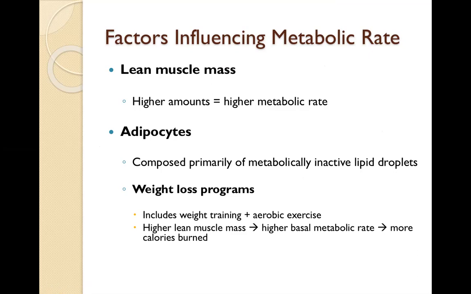Generally, weight loss programs include a couple of things. They include weight training plus aerobic exercise. And with the weight training, you're trying to increase your lean muscle mass. And increasing that lean muscle mass means that you're going to have a higher metabolic rate because you have more metabolically active tissue, and you'll have more calories that are burned because your lean muscle mass is more metabolically active. So even during aerobic exercise, if you have a higher lean muscle mass, you're going to burn more calories.